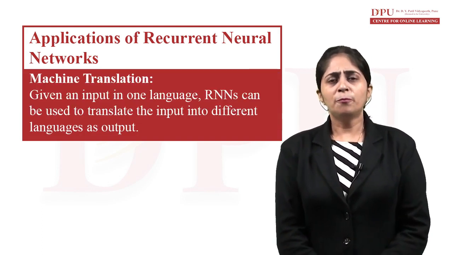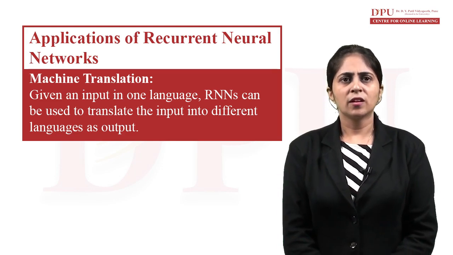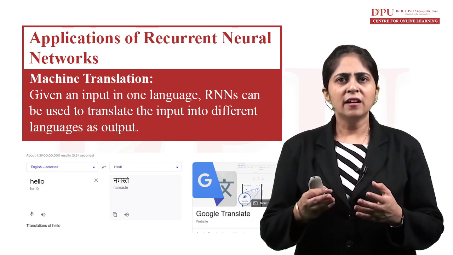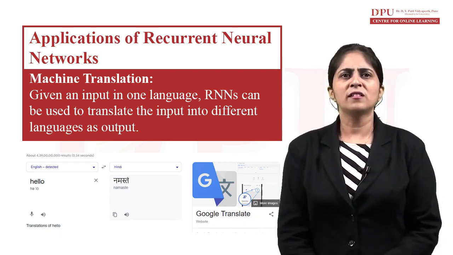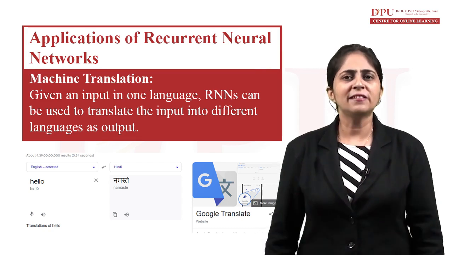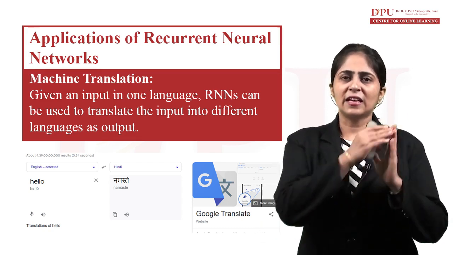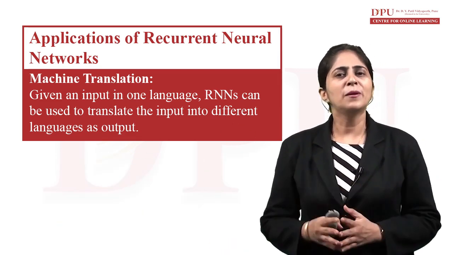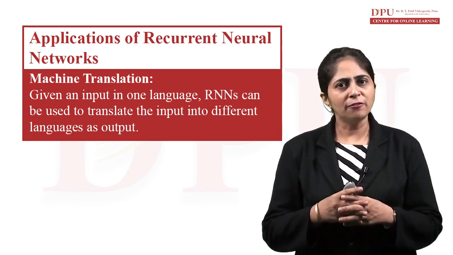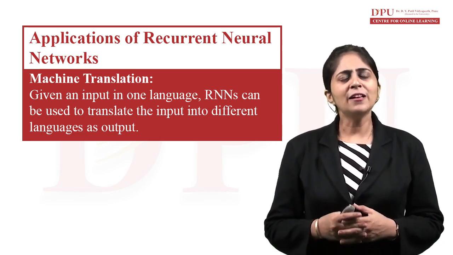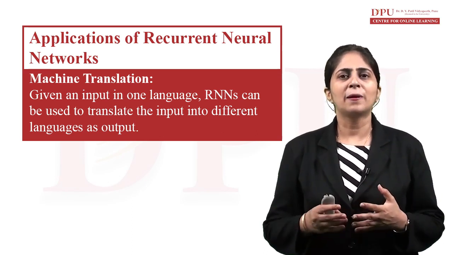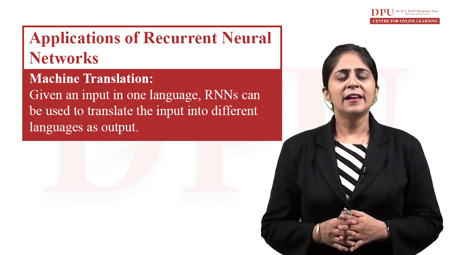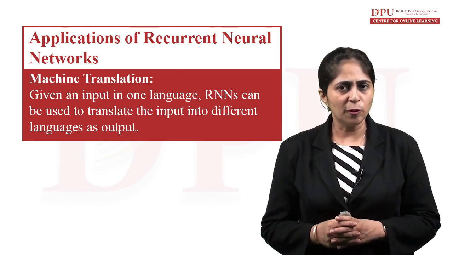Then, for the purpose of machine translation, we are given an input in one language and we can translate that input into different languages as output. That is called machine translation. Machine translation means taking the input in one language and converting it into some other language. That can be done with the help of recurrent neural network. So these are a few basic applications where we can apply recurrent neural network. Other than this also, there are various fields in which recurrent neural networks can be used.